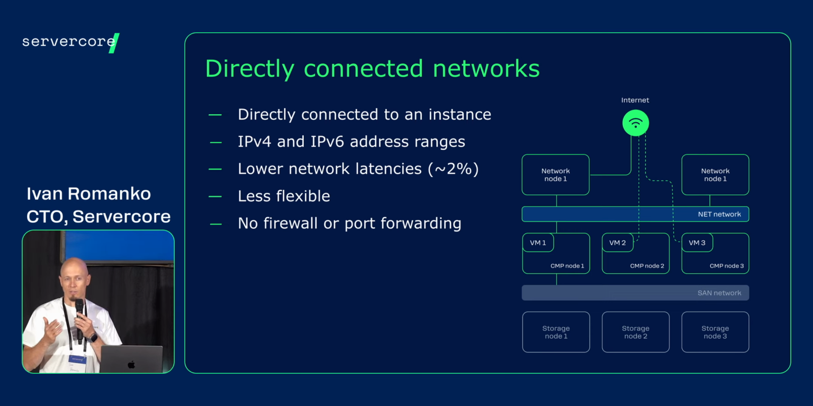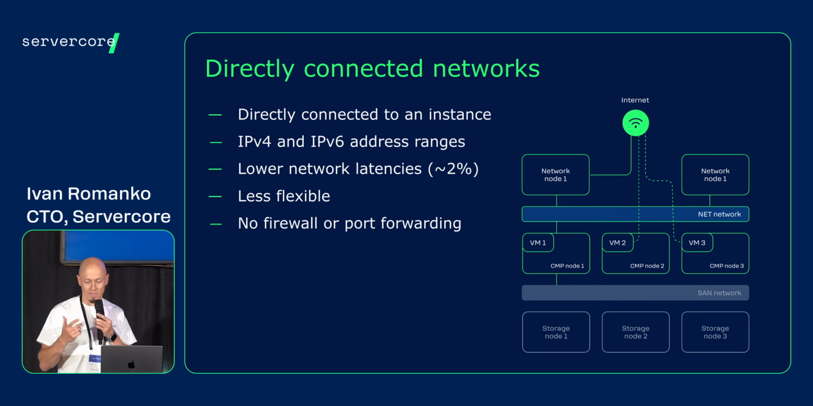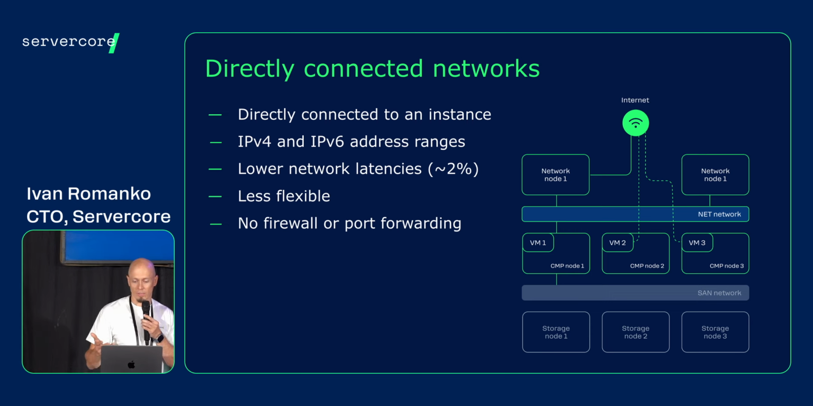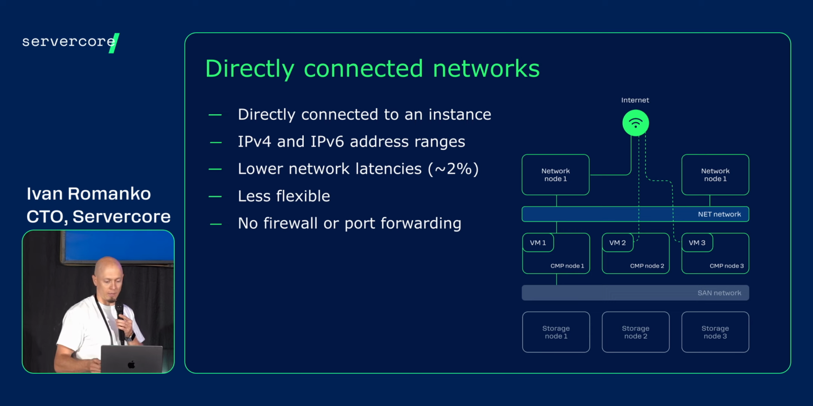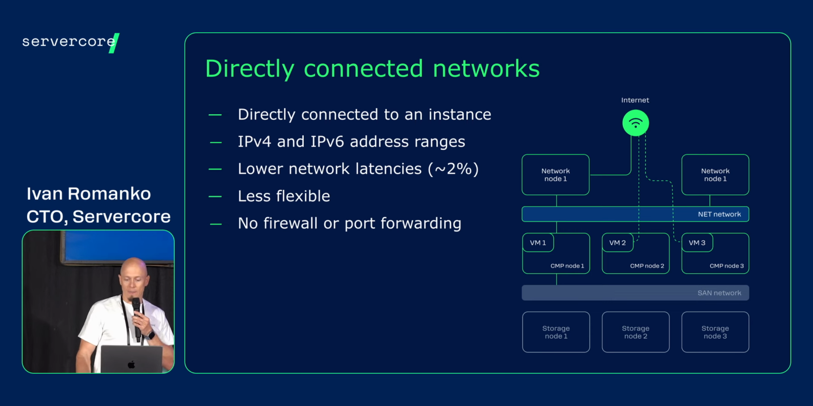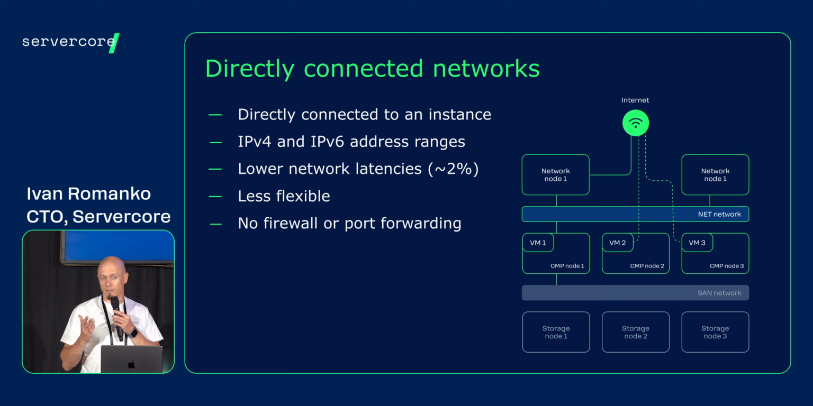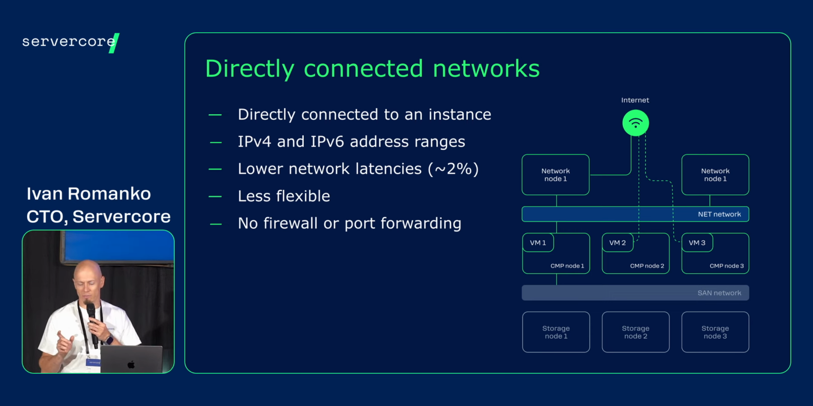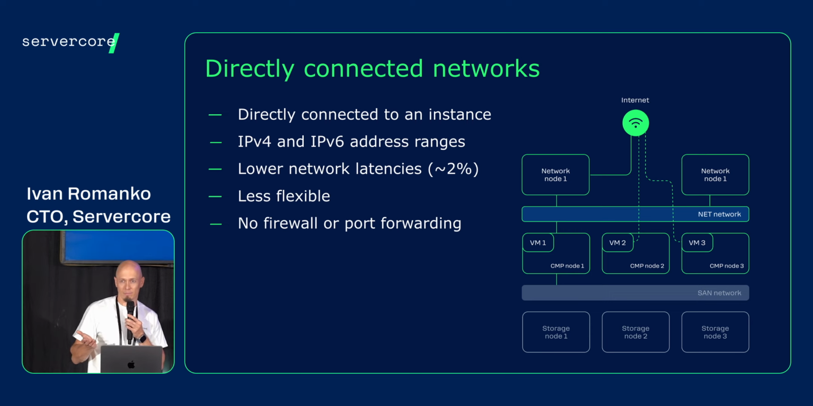These networks are not available directly through the control panel, but you can order it. It's free of charge, but you can ask cloud engineers to give you an IPv6 address range to use. As directly connected networks do not use network nodes and the virtualization layer here, typically network latencies will be slightly lower. Not much, like 2% is the very top, but it can be important for you depending on the application and requirements.